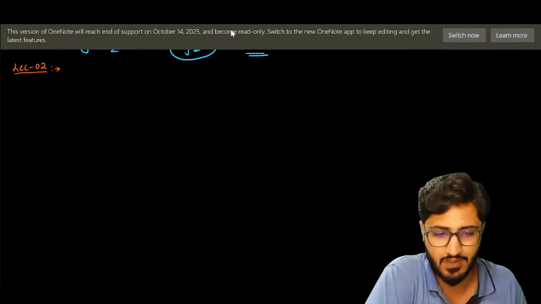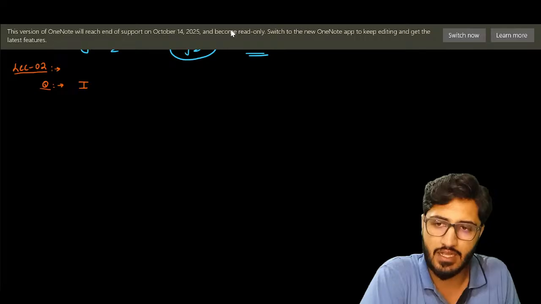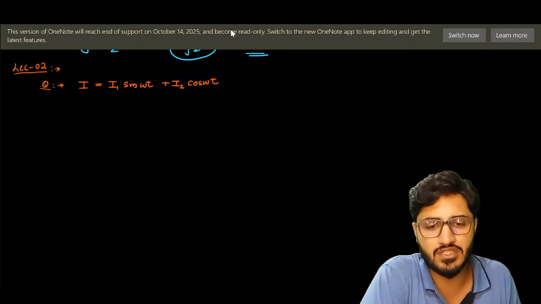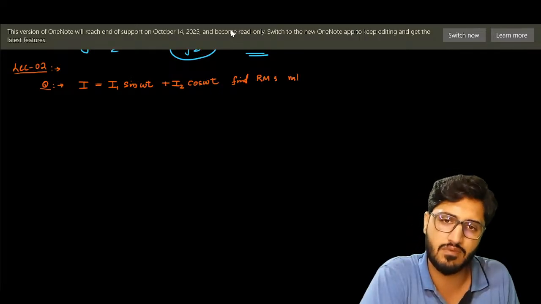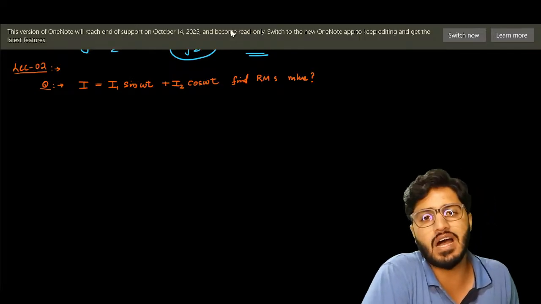Look now. My numerical is, we are having a question about current I, and it is equal to I1 sine omega t plus I2 cos omega t. This expression is given to us. We have to find out the RMS value. So how to find the RMS value?